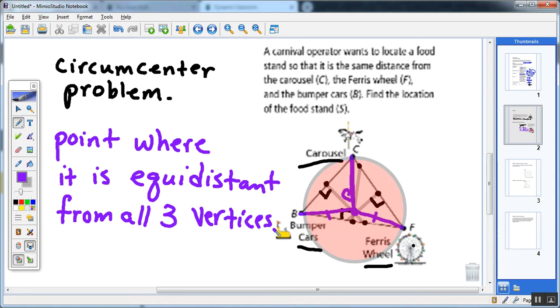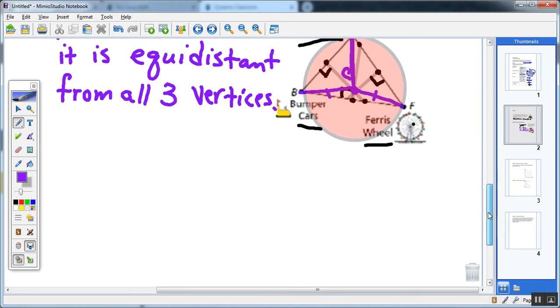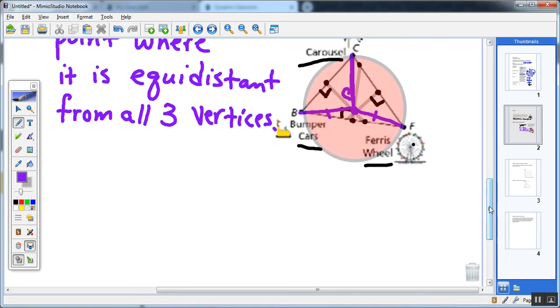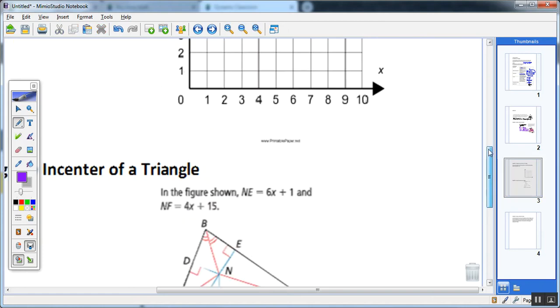Vertices are points. Now, we're going to talk about a situation where we're not going to points anymore, but to sides. That's going to be found by looking at angle bisectors and how they relate to being equidistant to sides, not points. So let me show you what's going on here. Do you guys have example number 1 down? Okay, let's go to example 2 then.